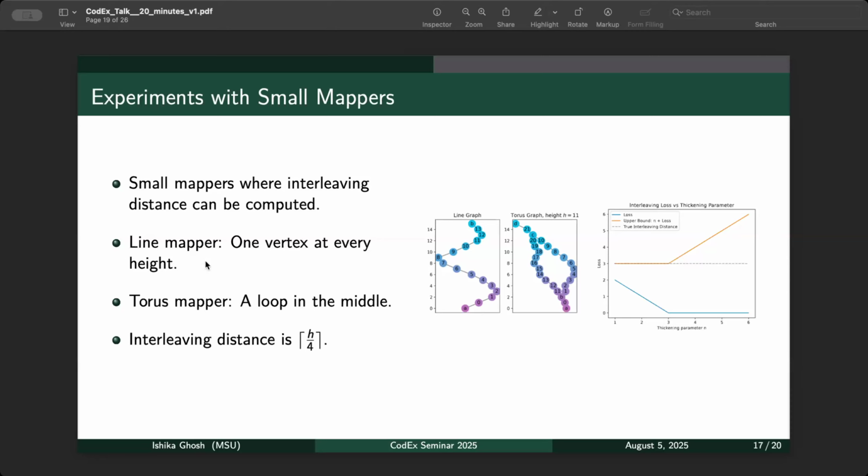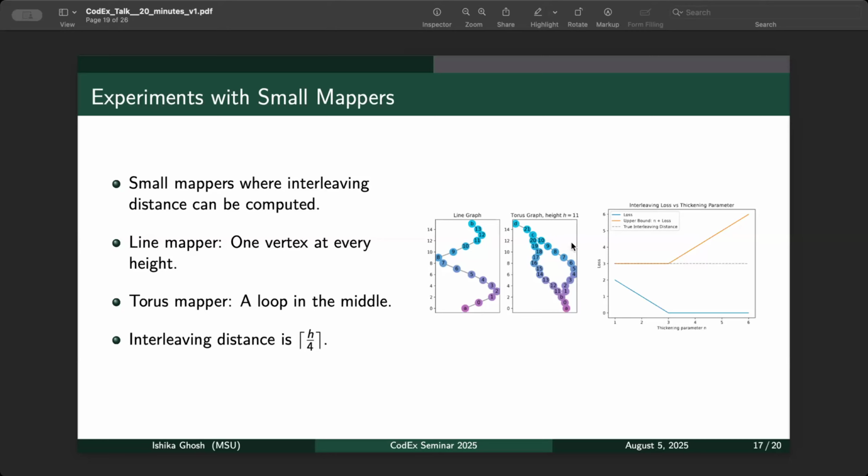So I start with a line mapper where every grid point has one vertex at every height, and a torus mapper which would have a big loop inside. And I can vary the height of this loop and compute the interleaving between these two. And I know that the interleaving distance between these two types of mapper would be the ceiling of h over 4, where h is the height of this loop of my torus mapper.